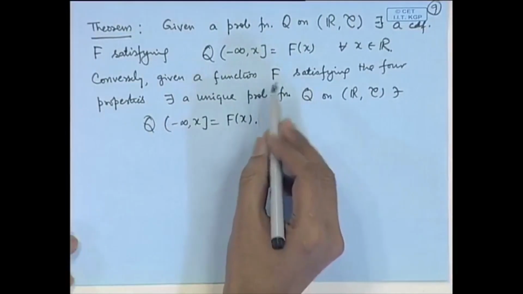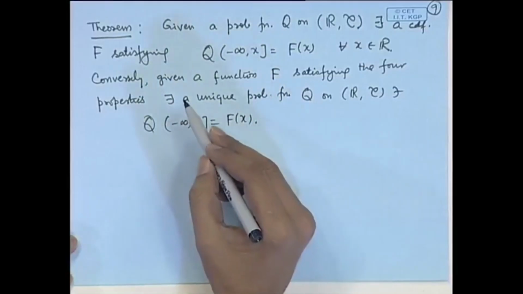So, this shows that the cumulative distribution function has a one-to-one correspondence with the probability function defined for a random variable, and it can actually be treated as equivalent to the probability distribution of the given random variable. So, let us consider certain examples here.